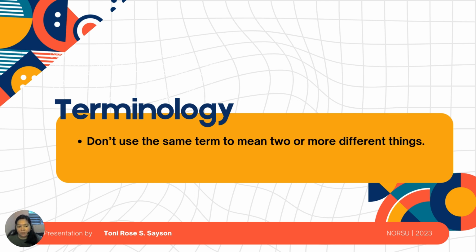That is the goal. Next is, don't use the same term to mean two or more different things. For example, teachers would use weighted average, which refers to the average of, say, the scores on a test. Don't use that same phrase to mean other things like average of this, average of that. So you have to be very particular. Don't use the same term to mean two or more things.